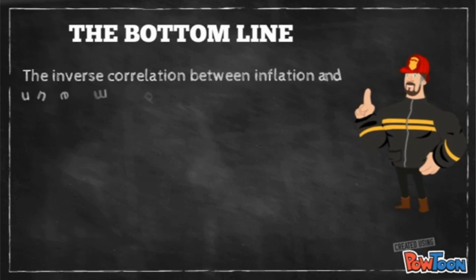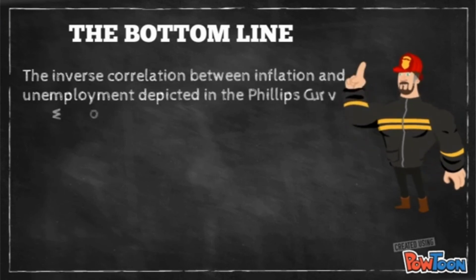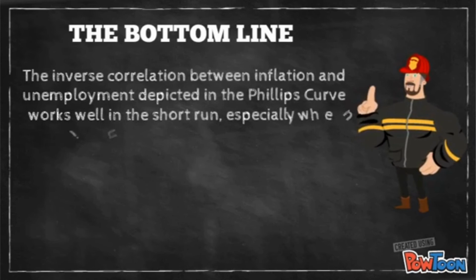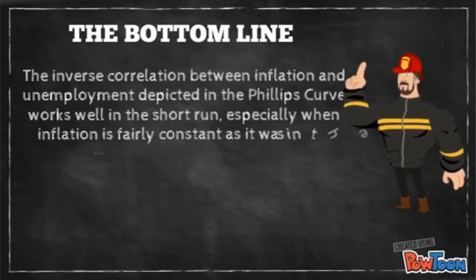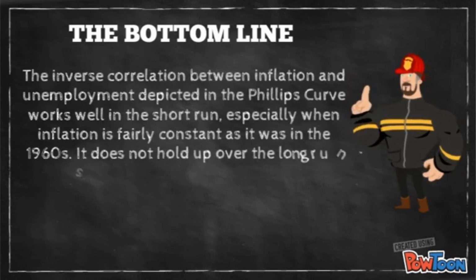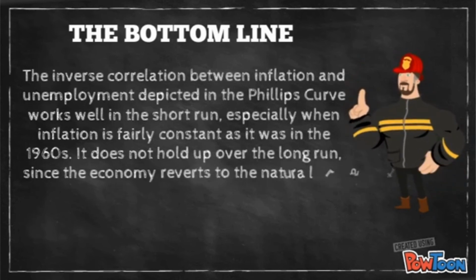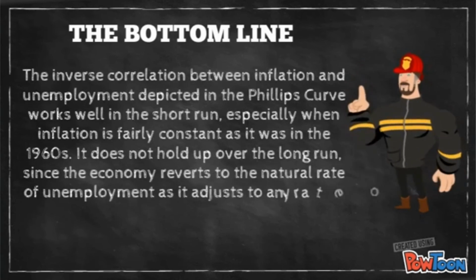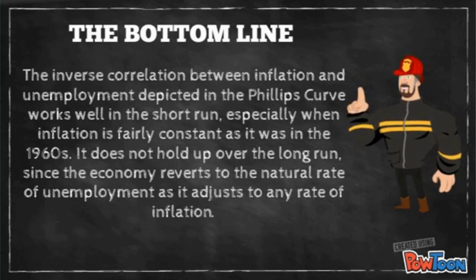Bottom line. The inverse correlation between inflation and unemployment depicted in the Phillips curve works well in the short run, especially when inflation is fairly constant, as it was in the 1960s. It does not hold up over the long run, since the economy reverts to the natural rate of unemployment as it adjusts to any rate of inflation.